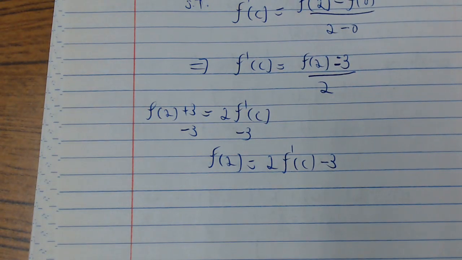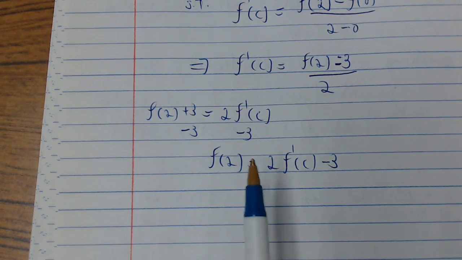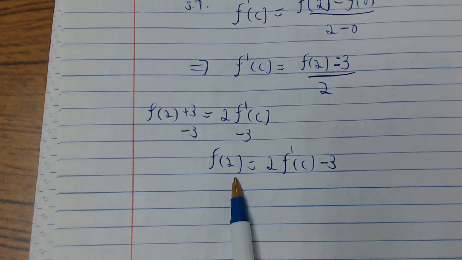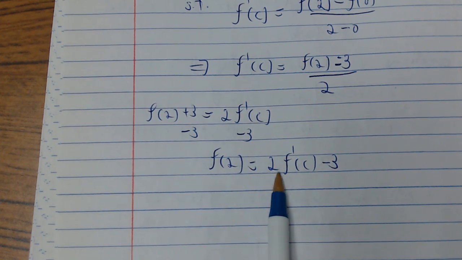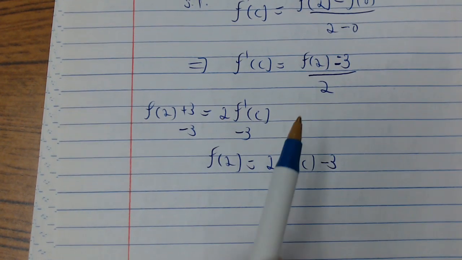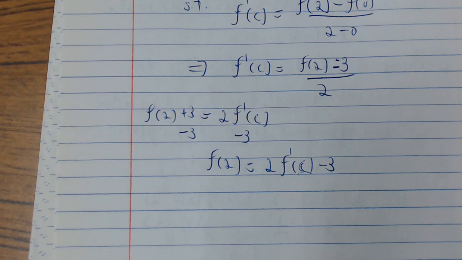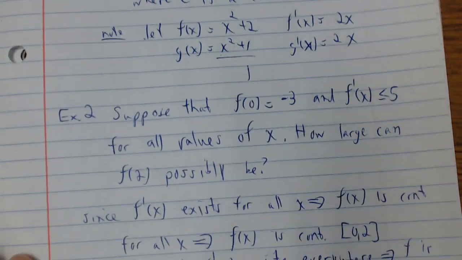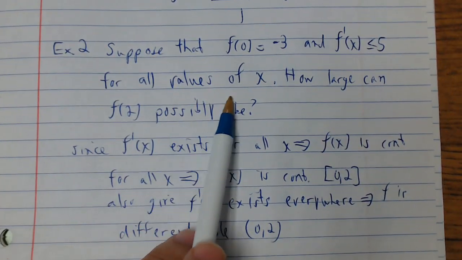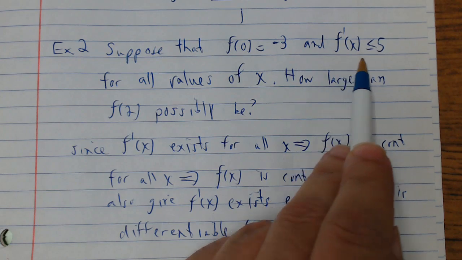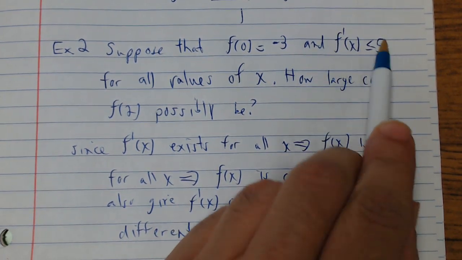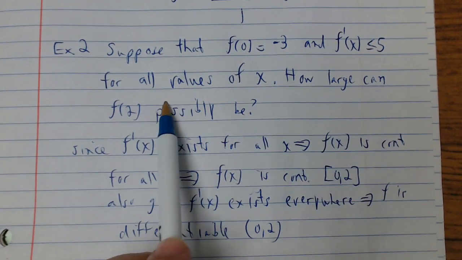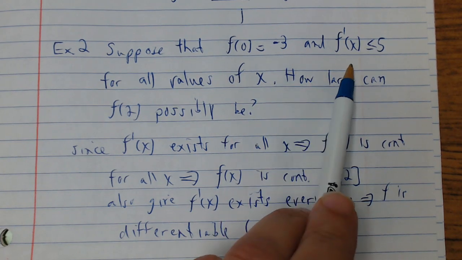Okay, now notice when you're looking at this, you're saying, wait a minute, I need to figure out what's the largest f of 2 can be. But what was the fact that we were given about f prime of x? In fact, isn't c an x value? So let me go back to this problem, and let's read the directions again real quick. What were we saying here? Suppose that f of 0 is -3, and f prime of x is always less than or equal to 5 for all values of x. So what does that mean?